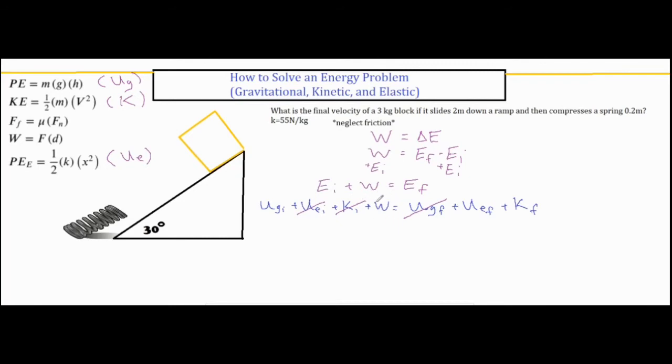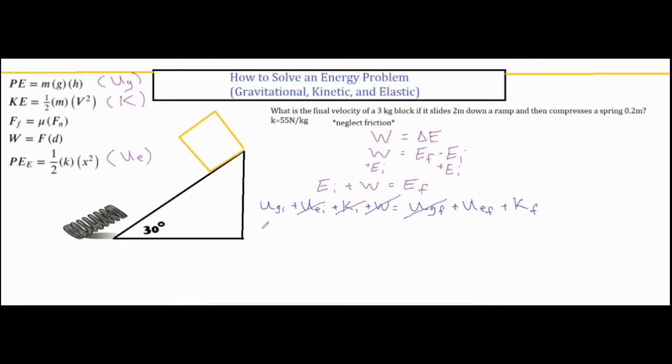Now with work, is there any energy being added or taken from the system? In this particular case, I would say my system is the block, the spring, and then the earth, because the earth gives it the gravitational potential energy. Because there's no friction, heat being created, or any type of other variables in here, it looks like there is no work. So we can go ahead and cross that out.